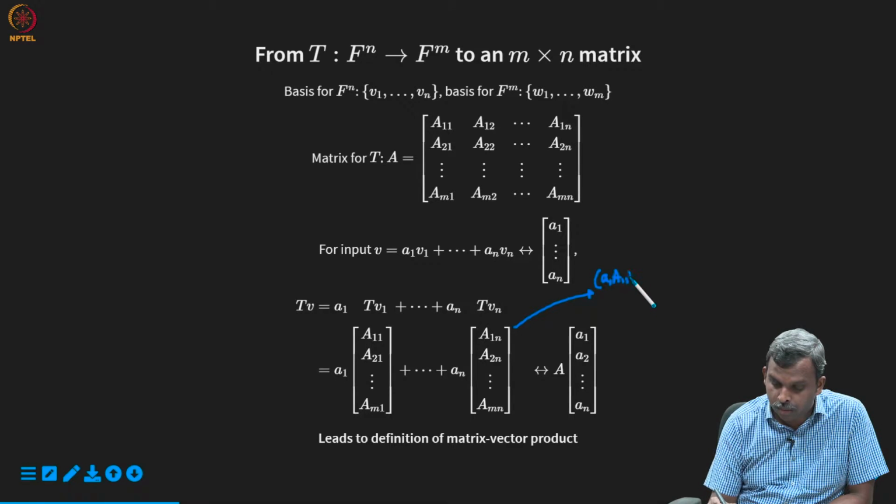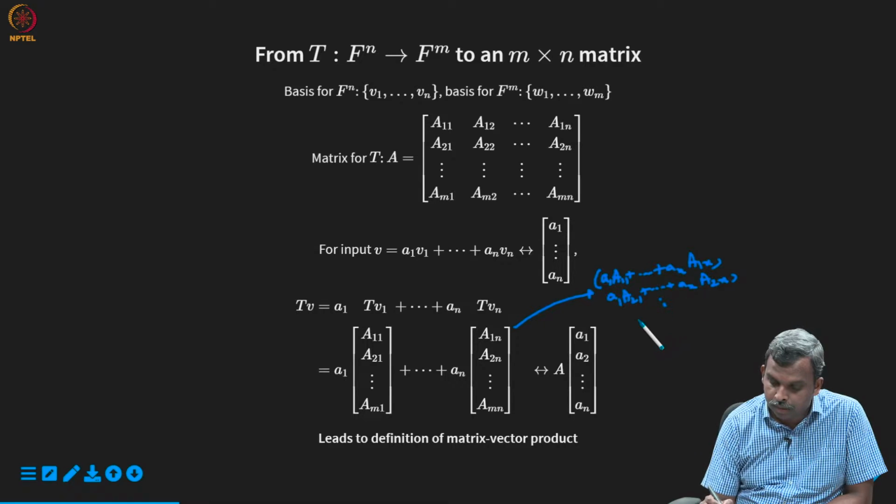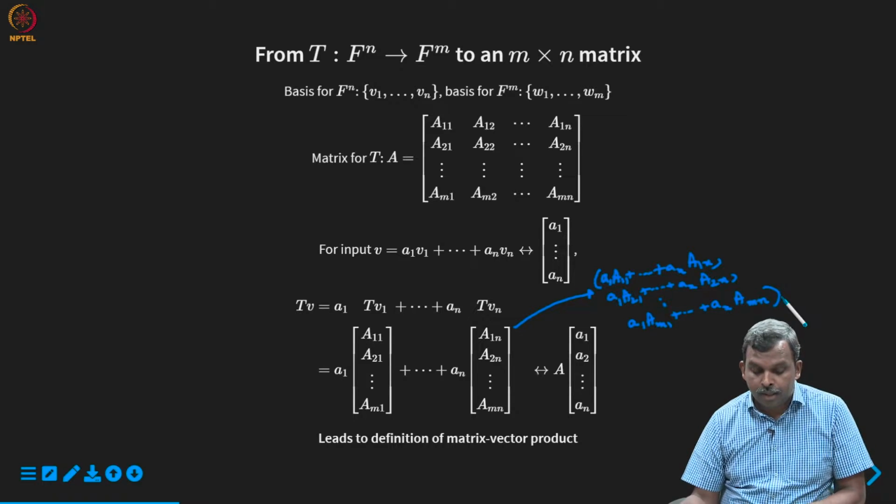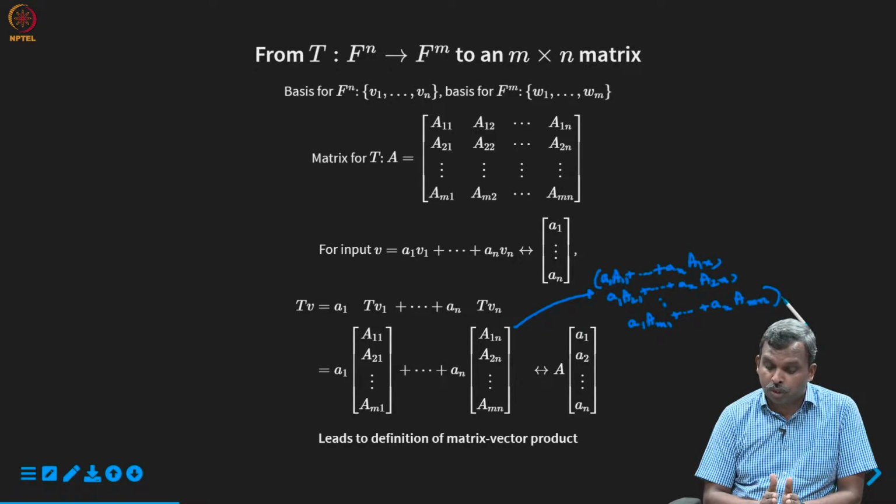A11 plus ... A1n, comma, A21 plus dot dot dot A2n, so on till the last one, which is Am1 plus so on till Amn. Okay. So that's what you do, and then you can notice what's going on here, right?